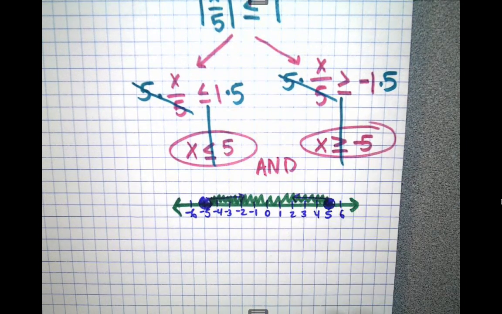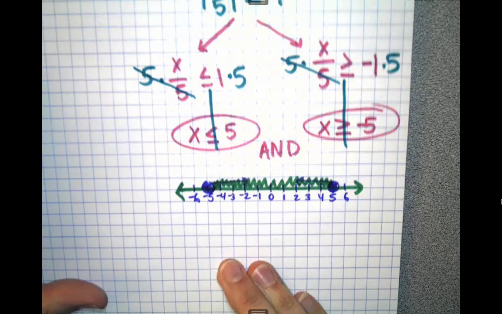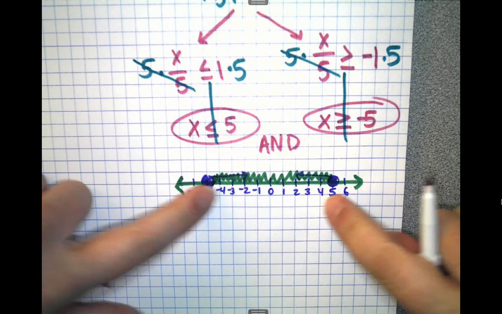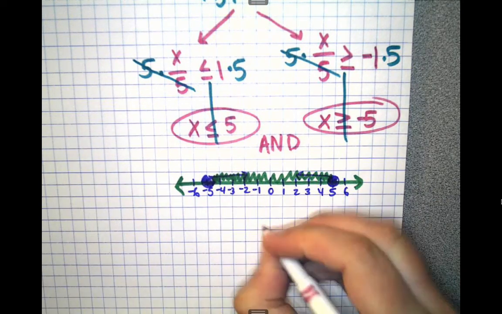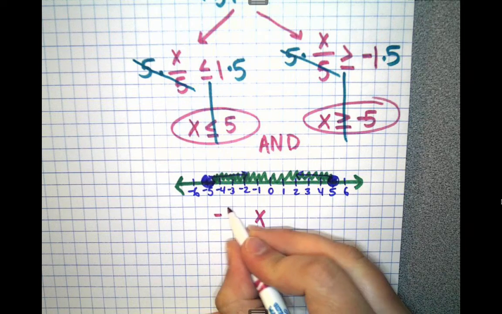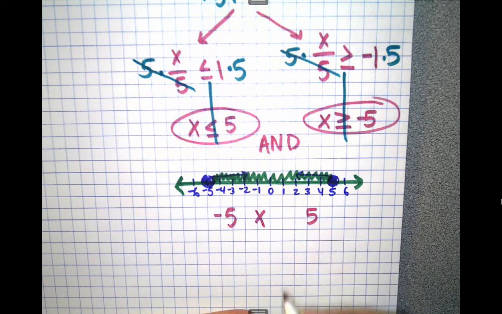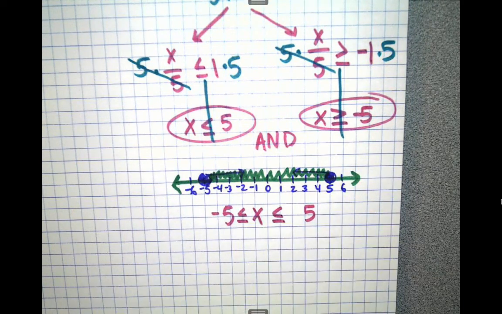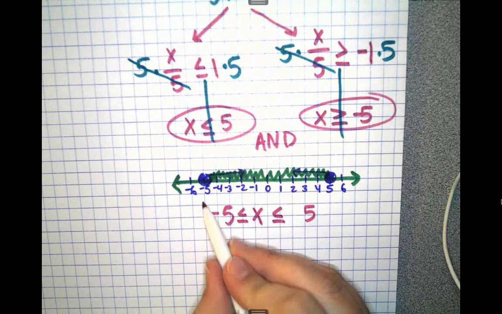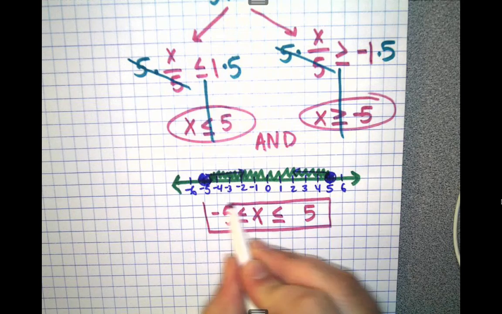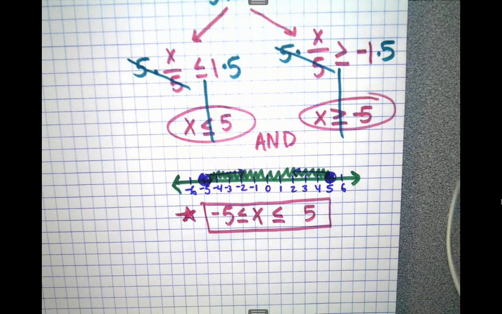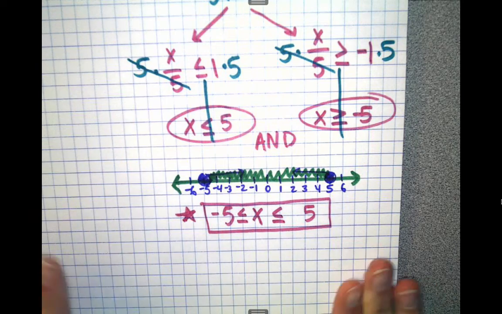And when I write my final answer, here's how I'm going to write it. x is sandwiched in the middle of this space. So if x is in the middle, it's between negative 5 and positive 5. It is greater than or equal to, or less than or equal to, for our symbols. So here is my final solution to this problem. Put a little star by it. Definitely a compound inequality, definitely an AND.